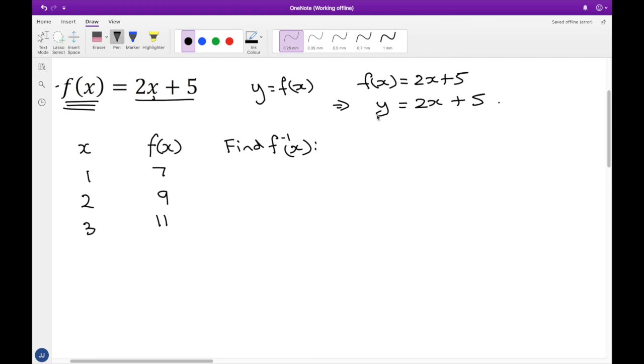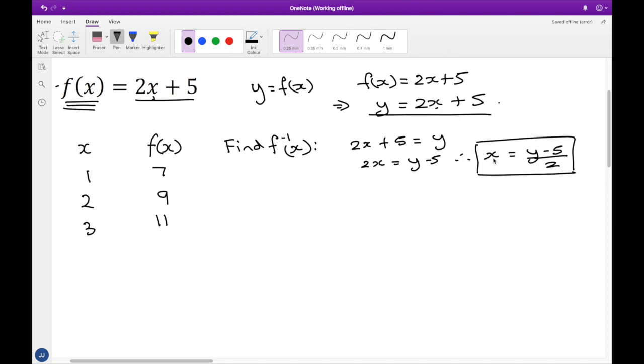So I would have to take this function now and let's make x the subject of the formula, right? 2x plus 5 is equal to y. So therefore 2x is equal to y minus 5. Therefore x is equal to (y minus 5) divided by 2, all divided by 2, right?